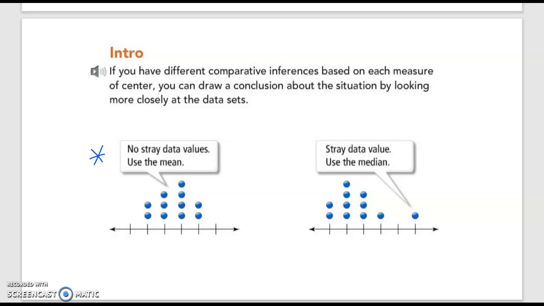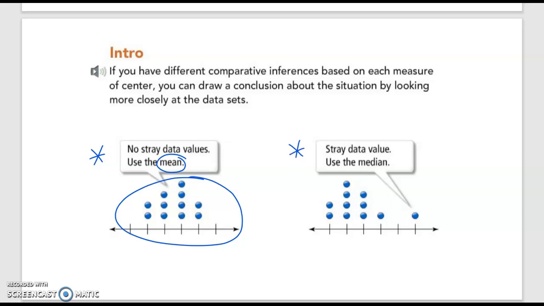For example, if there's no stray data value, then you want to use the mean. What this means is when your data values are close together within your set, you can use the mean, or the average of your data.